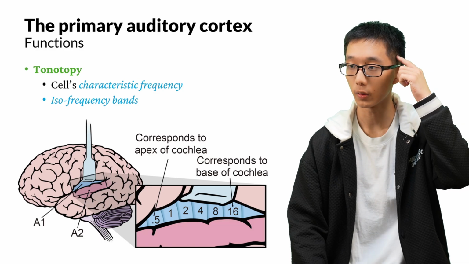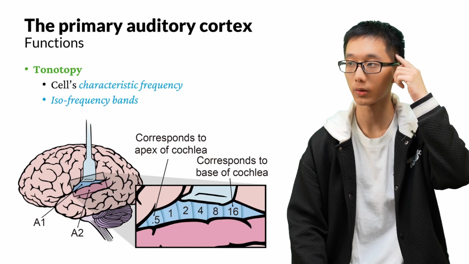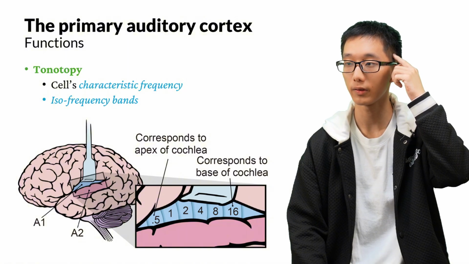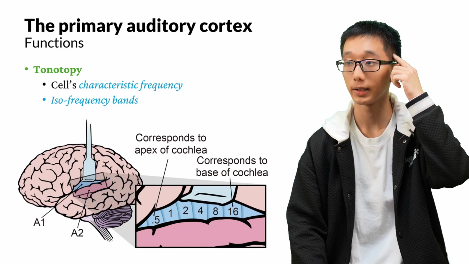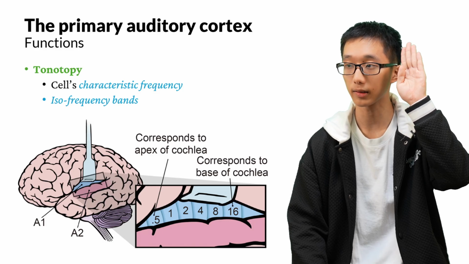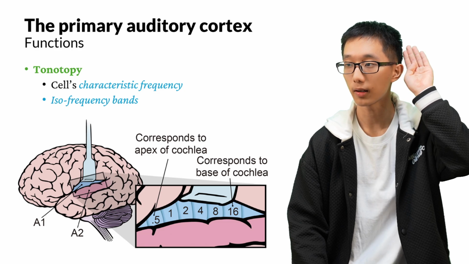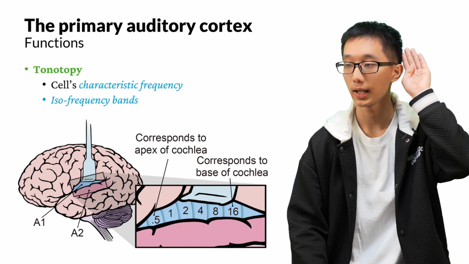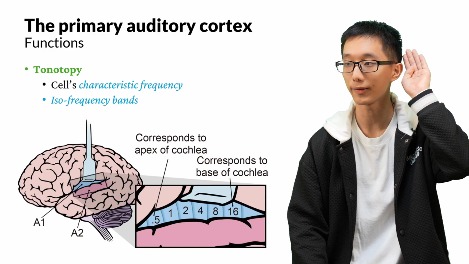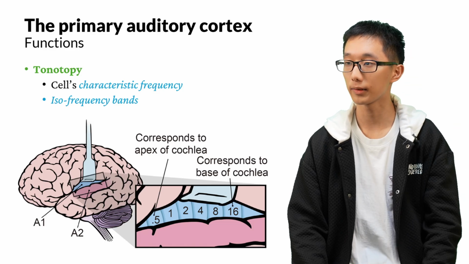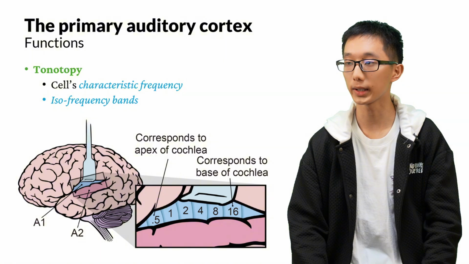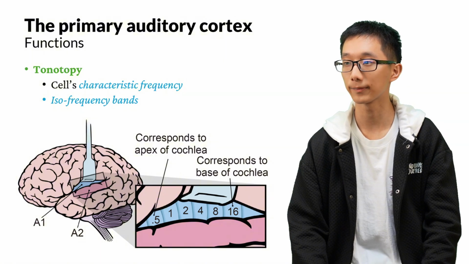If we look at the most rostral part of the primary auditory cortex, we can see a band of cells that are most sensitive to low-frequency sounds. These correspond to the apex of the cochlea. Going back caudally, we see bands that are sensitive to higher frequencies, and these correspond to the base of the cochlea. Thus, tonotopy is preserved in the cortex as well, just like retinotopy is preserved in the visual cortex.